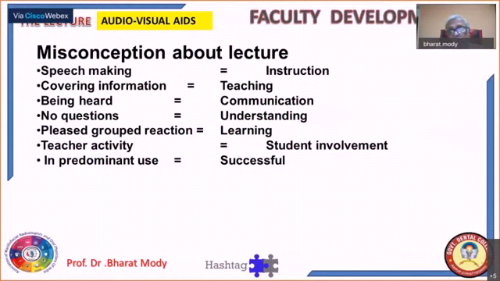No question asked means they have understood. It may not be so. They may not have understood anything. Pleased group reaction means that they have learned something. That is also wrong, because you may have let them go 10 minutes early and they are pleased because of that. Teacher activity is equivalent to student involvement. That is also wrong. A didactic lecture is only teacher centric. Didactic lectures are used everywhere, so it must be successful. Wrong. Research has proved that didactic lectures do not give results.